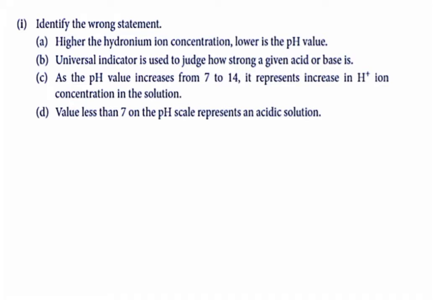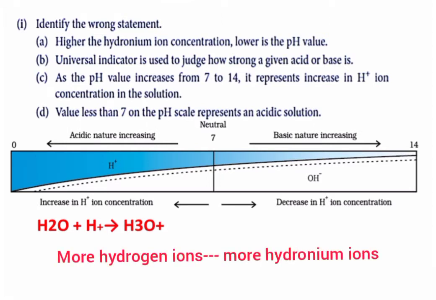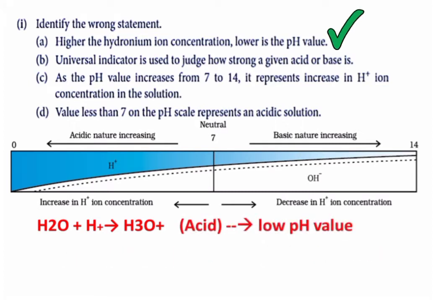So let's first check each option one by one and check whether they are true or false, and then we'll come to the answer. The first option is, higher the hydronium ion concentration, lower is the pH value. We know that hydronium ion is formed when acids are mixed with water, they release H+ ions and these H+ ions combine with the water and form hydronium ion. So in order to form hydronium ion, H+ ions are required. That means if the hydronium ion concentration is increasing, it indicates more hydrogen ions, and if there are more hydrogen ions, the acidic nature is increasing, so the pH value will be low. So the first option is correct.